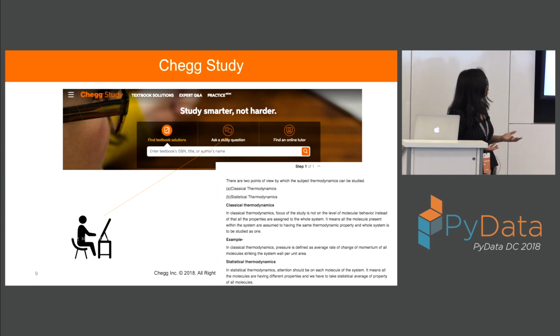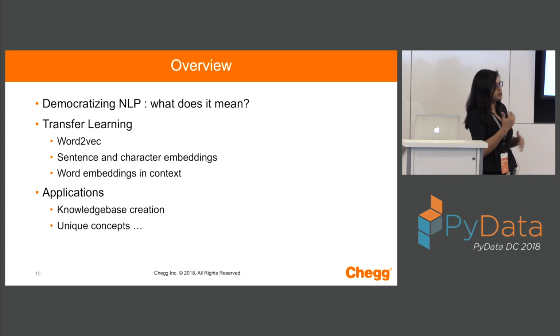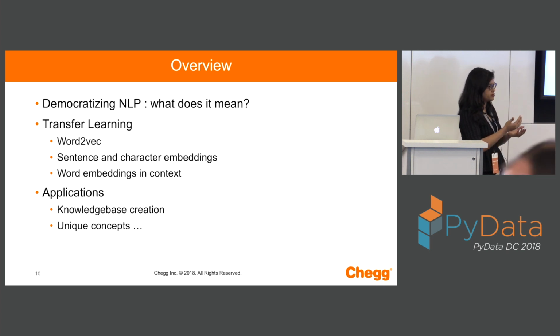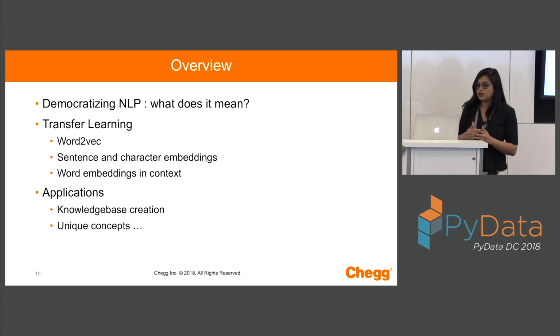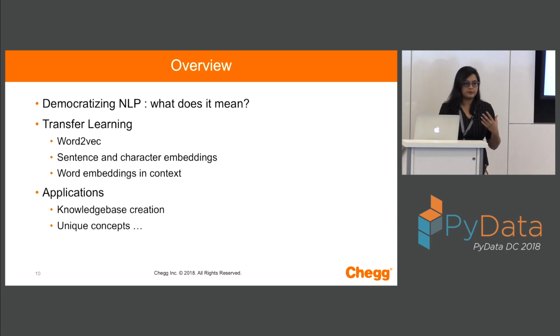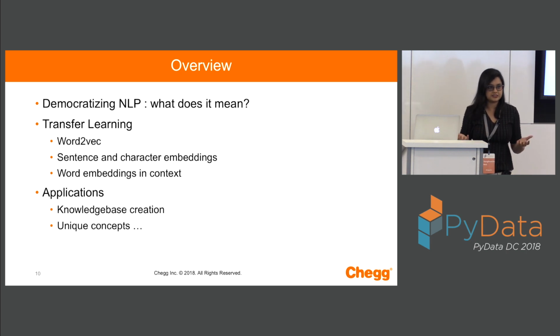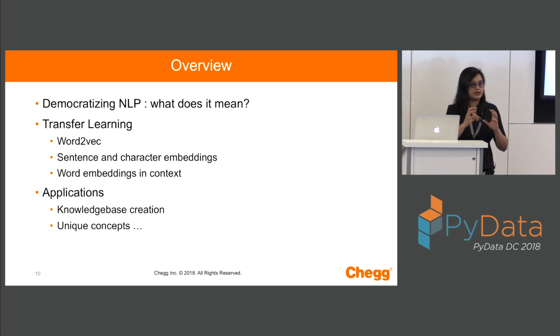So a brief overview of what I'm going to talk about. Democratizing NLP, I'll keep coming back to it throughout the talk. Transfer learning. I'm going to talk about Word2Vec, which probably most people have heard about, more on sentence and character embeddings, and finally something that's very popular now, word embeddings in context. And finally, I will go into some applications. One of the applications that we have had a lot of success with is knowledge base creation, which refers to tagging concepts onto the content that we have. It could be flashcards, questions, answers to questions, some dialogue happening in a tutor-student chat. It could be anywhere.